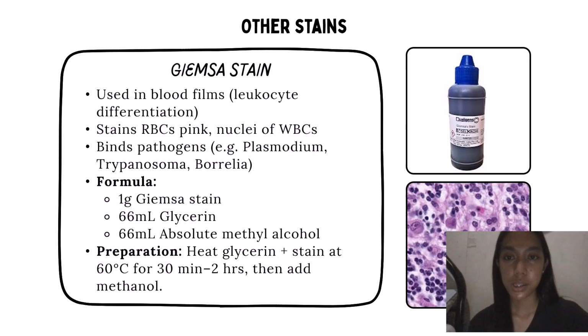Next is the Giemsa stain, which is primarily used to differentiate leukocytes in blood films. It stains erythrocytes pink and white blood cells based on the shape and size of their nuclei. It also binds to pathogens like Plasmodium and Trypanosoma, making it essential for malaria diagnosis. So it is composed of 1 gram Giemsa stain, 60 ml of glycerin, and 60 ml of absolute methyl alcohol.